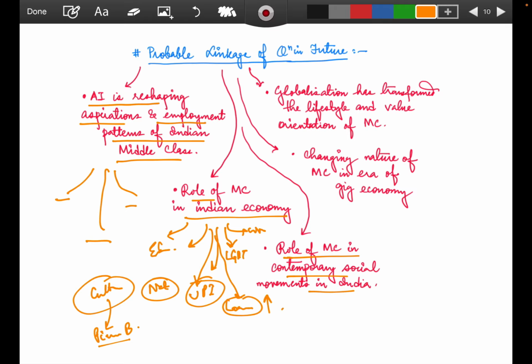Okay, let's try to discuss this question. You will be more comfortable addressing it. Globalization has transformed the lifestyle and value orientation of the middle class. How globalization has impacted, how Anthony Giddens talks about it, how the network society is talked about by Manuel Castells. Linking that will give you an edge in starting it. Like how the rise of remote work, AI-driven workplaces, all these Korean dramas, Korean culture have impacted. So you can talk about it in the form of the rise of consumer culture and aspirational lifestyle.